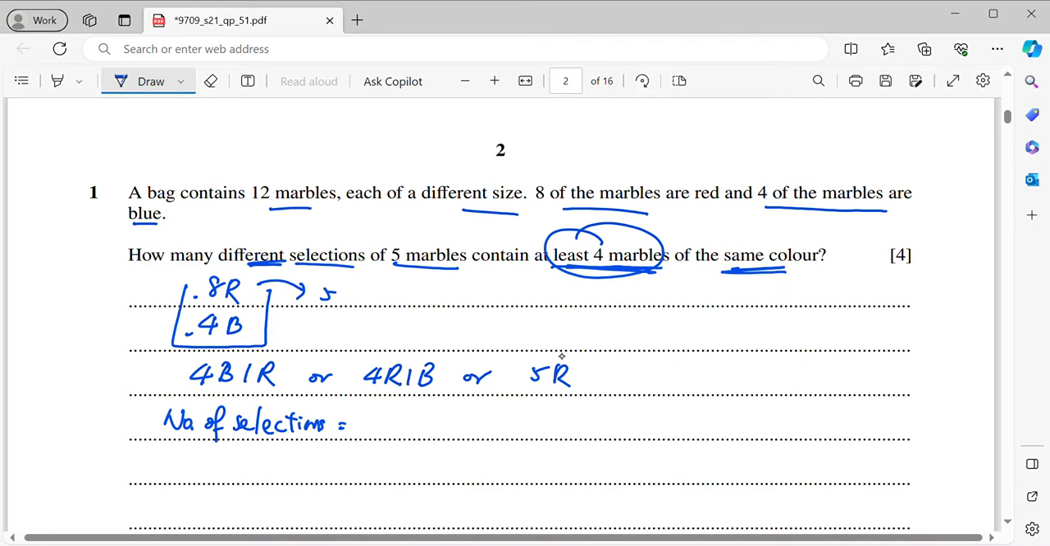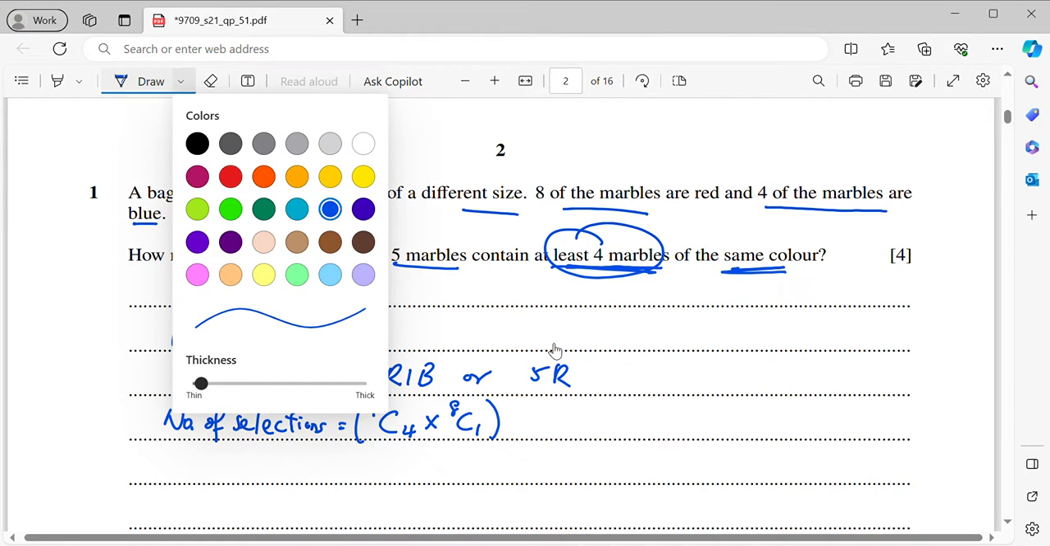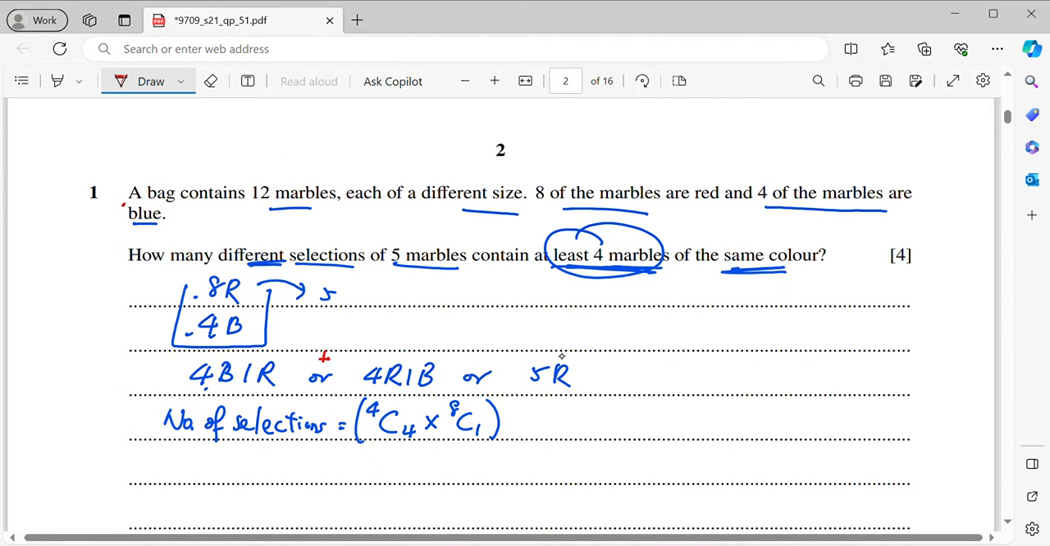a combination. So it will be 4B, choose 4B. From 4B you choose 4, so that means this is 4 choose 4. Now to make it 5 marbles, we need to follow by choosing another one red marble from 8 red marbles. That means it will be times 8C1, times because we are performing a second task. When you see "or", this means plus.